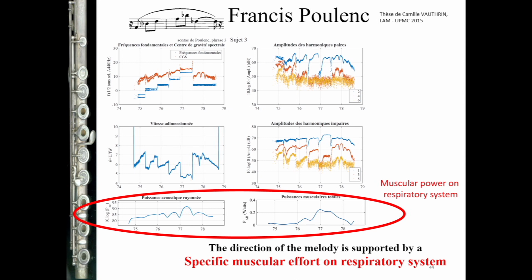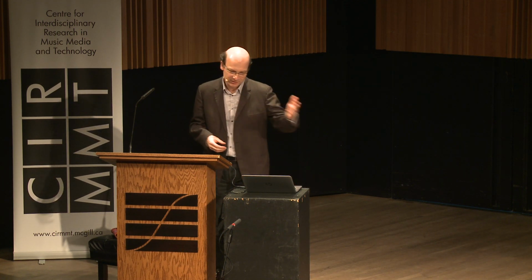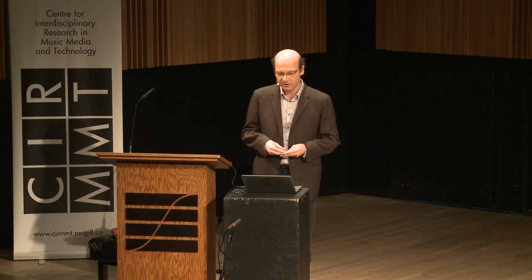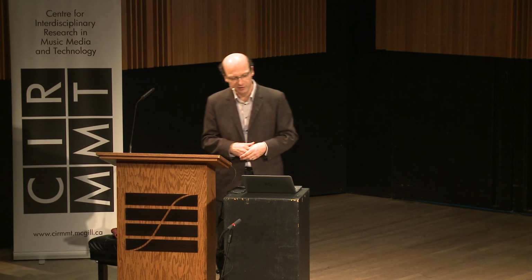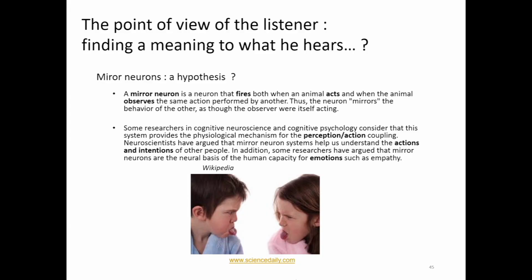So how to try and interpret these things? Well, I don't have any real answer. That's the open question. There are some hypotheses that I find quite seducing. It's to move from the player to the listener. What is the listener doing? Probably the listener is trying to find some kind of meaning in what he hears. And obviously, the listener is not analyzing the spectra, the pitch, and everything like that. The player is moving into some kind of empathy with the listener, and the listener is moving into some kind of empathy with the player. And I find the hypothesis of mirror neurons quite seducing.